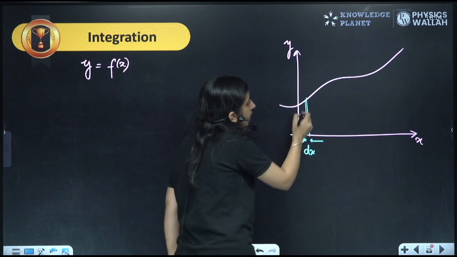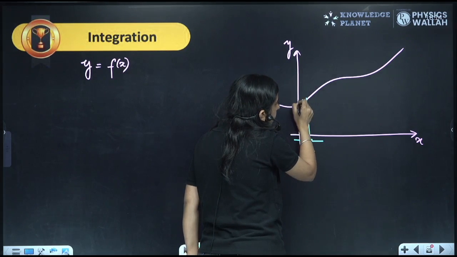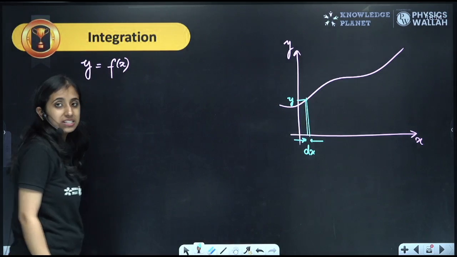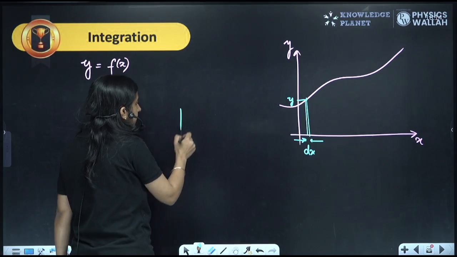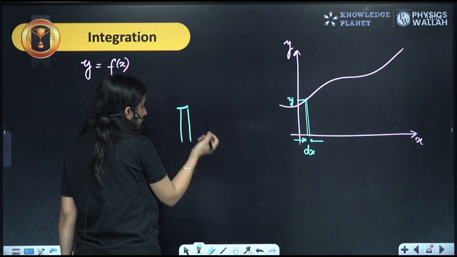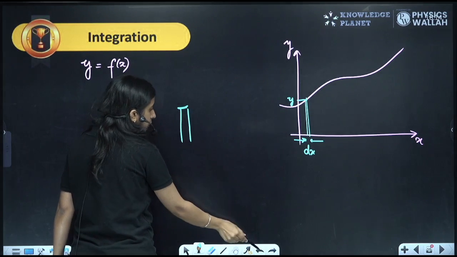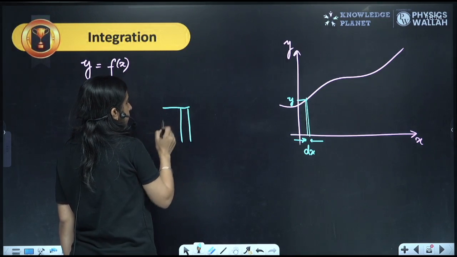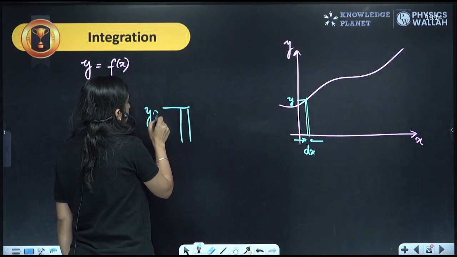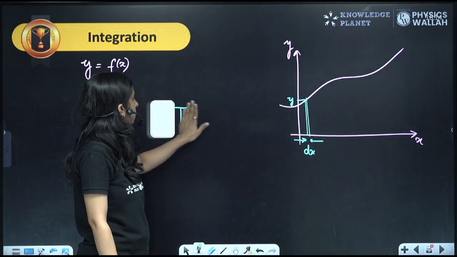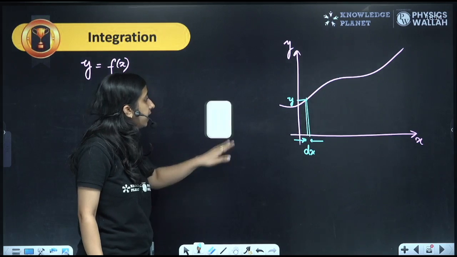Now see, the value of y is almost a constant and we are not missing any area. This dx is so small that the value of y is almost a constant for this strip. Then the area of this strip will be y dx.